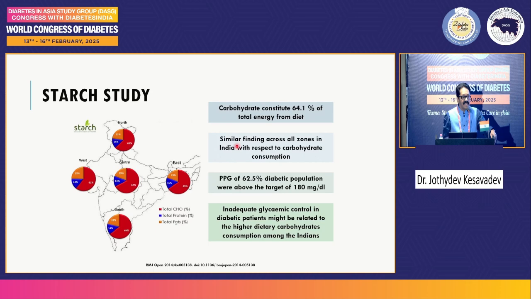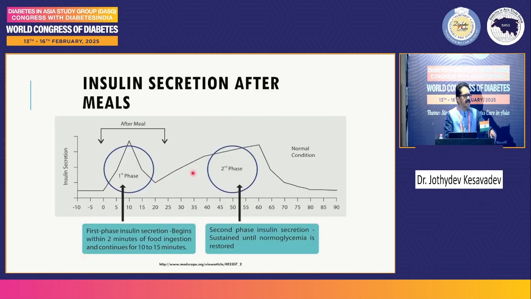That is the reason why, look at the data. The data shows that PPG of 62.5% of the population with diabetes in the country is above 180. So we are not reaching the goal. Many a time we keep on telling that we are trying to reach the goal, but rather we are treating to failure. We are actually not treating to success. We are trying our level best, but those doctors who are really treating the patients are not actually getting the right message.